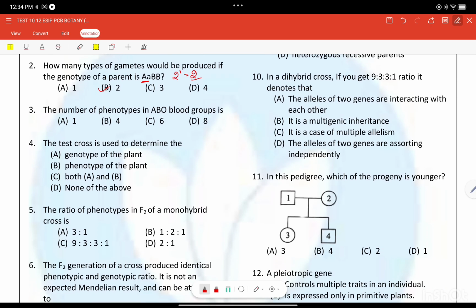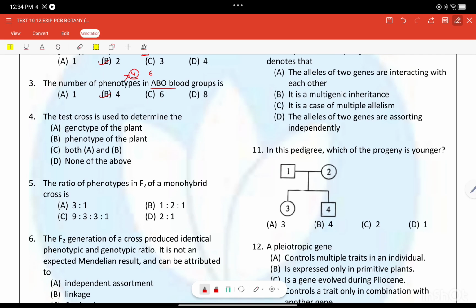The number of phenotypes in ABO blood grouping. In ABO blood grouping we have 4 different phenotypes like A, B, AB and O. And there are 6 different genotypes. So answer is 4. 4 different phenotypes are available.